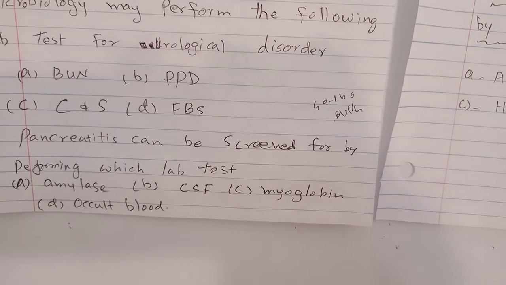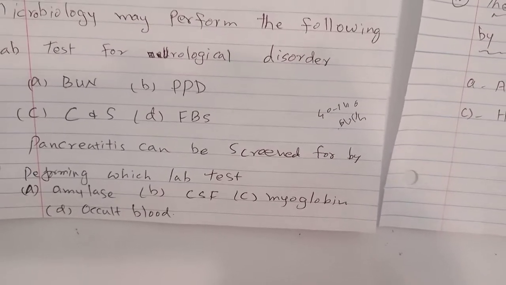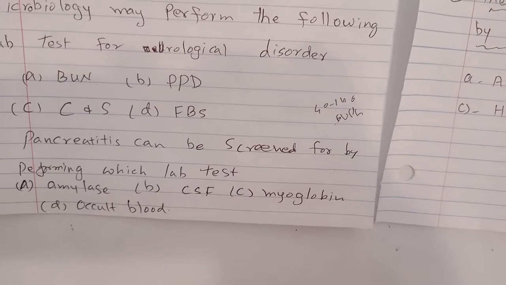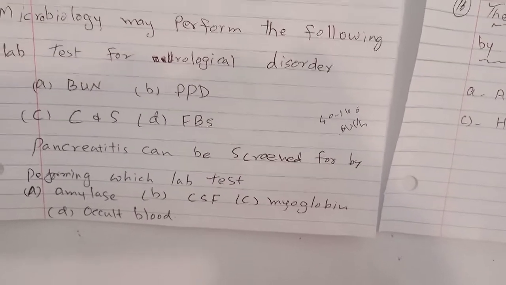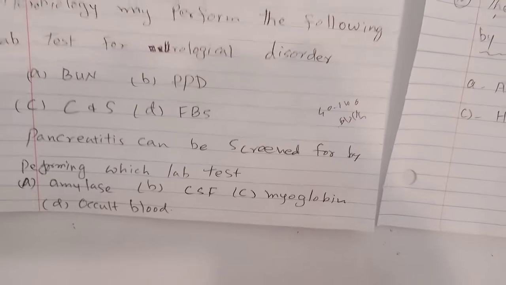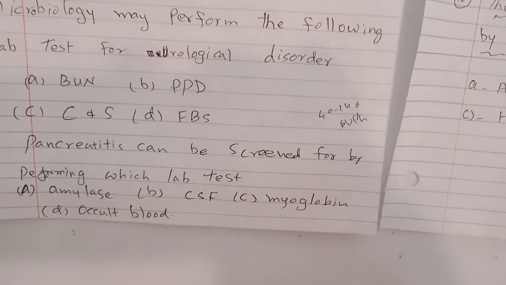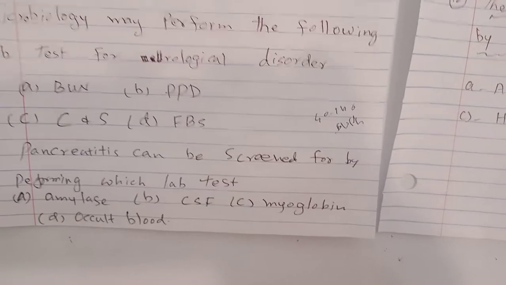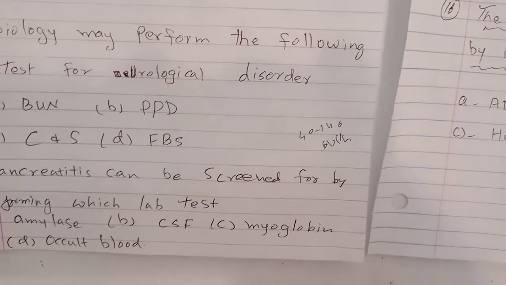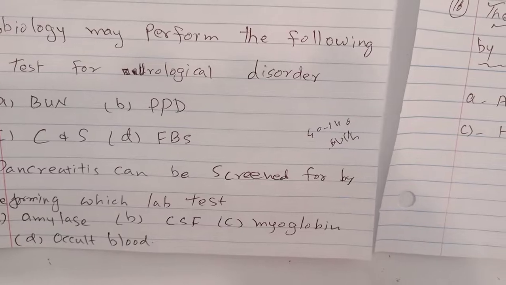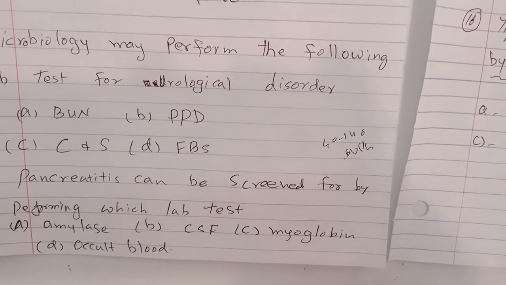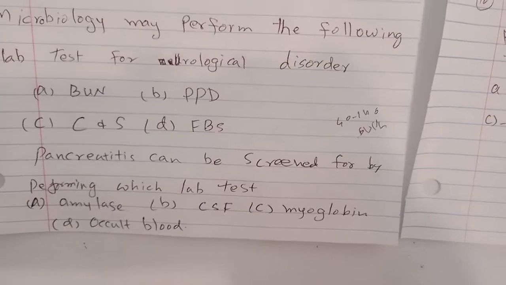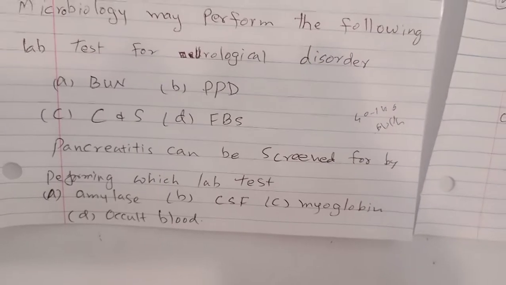In case of inflammation of the pancreas, chronic inflammation, cancer, or alcoholic pancreatitis, its quantity is raised many times. Especially in cancer, it may go up to 1000 units per liter, but normally it is 30 to 170, and some books say it is 40 to 140 units per liter. So the answer is A.